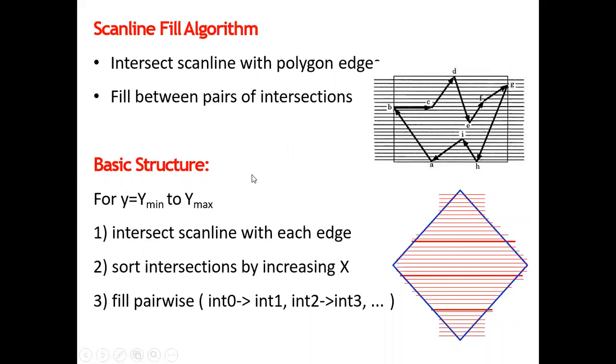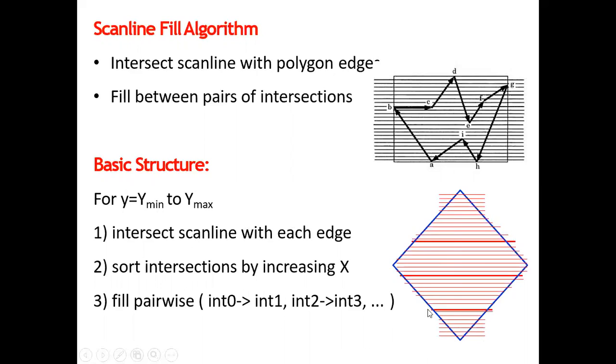The basic design is that we fill the polygon from bottom to top and from left to right. Always remember we fill the polygon from bottom to top and from left to right. That is why we say for y equal to y minimum to y maximum. So we are traversing the polygon from the bottom to the top, y min to y max.